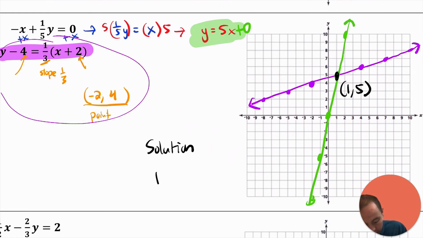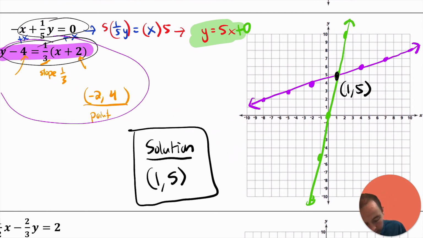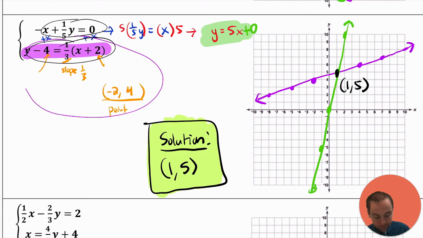As I showed with the first example, you could plug 1 in for x and 5 in for y into both of these equations, just to check to make sure. I'm not going to take the time to do so, but if you would like to, go ahead. You will find that it works out great.